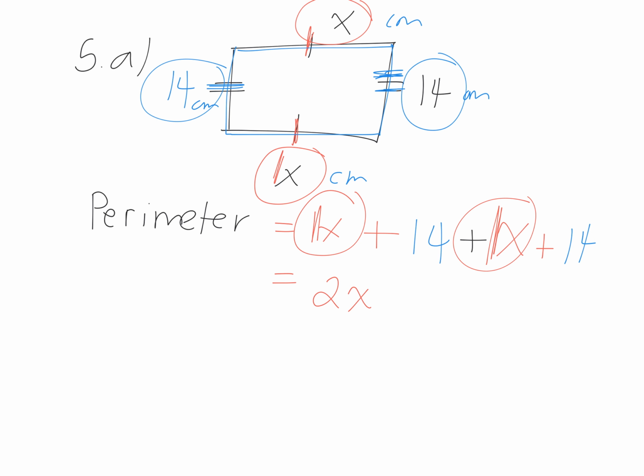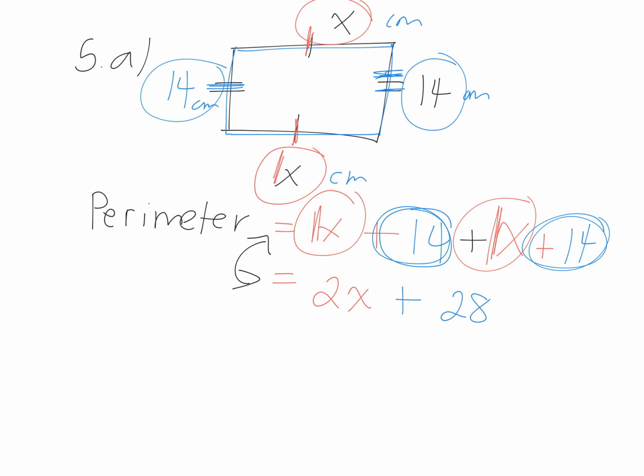Simplify means to make it shorter. Shorten the expression. And then I have a number. I have a 14, and I have another 14. What's 14 plus 14? 28. Plus 28. Does everyone agree that these two represent the exact same thing? One's just shorter than the other? Yeah. That's the answer. The perimeter is 2x plus 28.